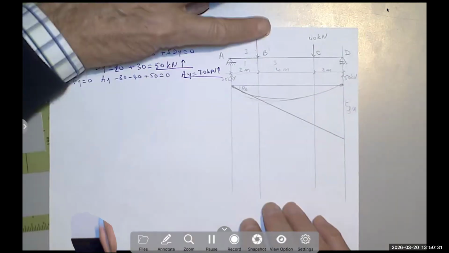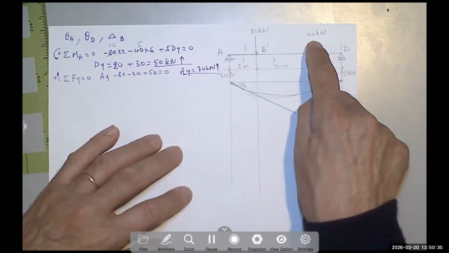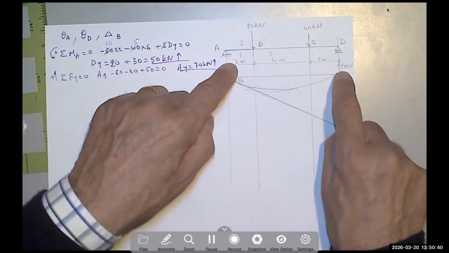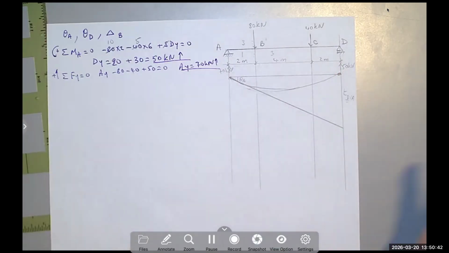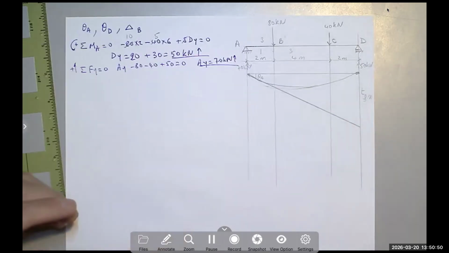Notice that if I only had 40 and 40, they will divide 40 and 40, right? This 40 will send 30 here and 10 here, and this will send 30 here and 10 there, so you get 40 and 40, which is common sense. If they are equally spaced from the center line, meaning they are symmetric, they will go as they are to the supports. Okay, now let's go to business.